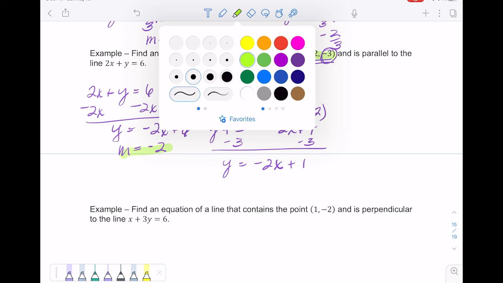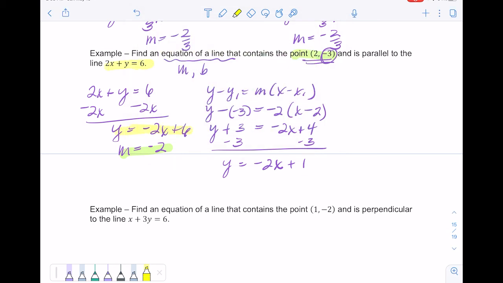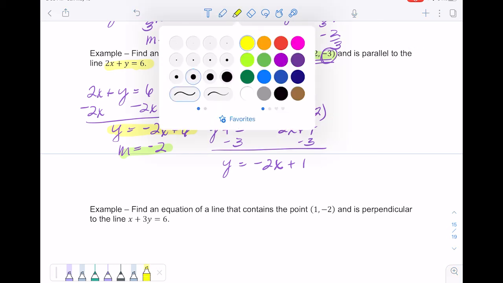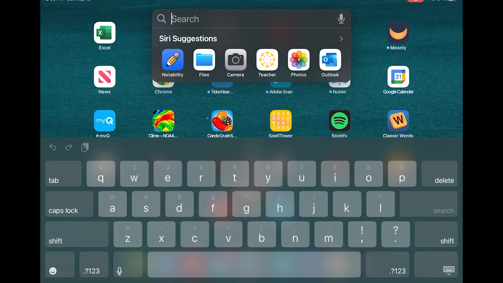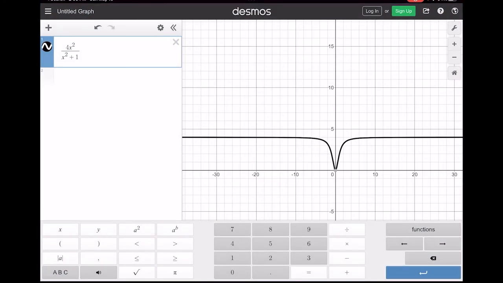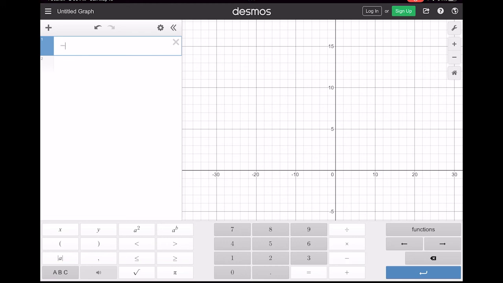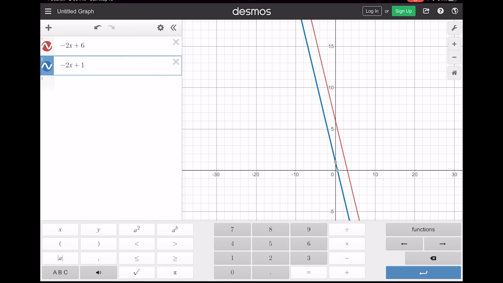So if I was to take both of these equations, more specifically this one because it's already solved for y, which would be the yellow, and then let's say this pink one. If I was to plug them in to Desmos, you would see they would be parallel. So let's try it. Okay, so one of my equations was y equals -2x plus 6, so you can see that line. And then the one I just found is negative 2x plus 1. And you can see that the blue and red lines are parallel to each other. They have the same exact slope.